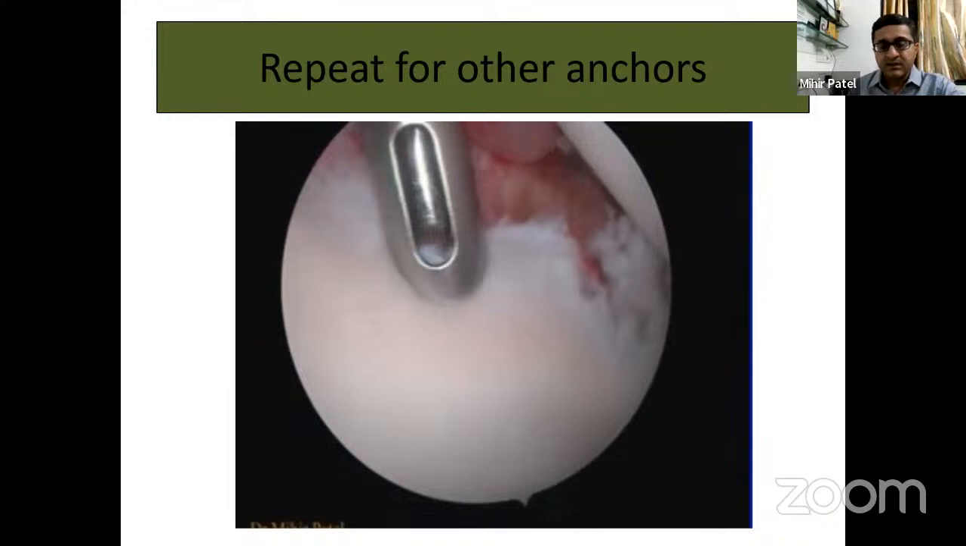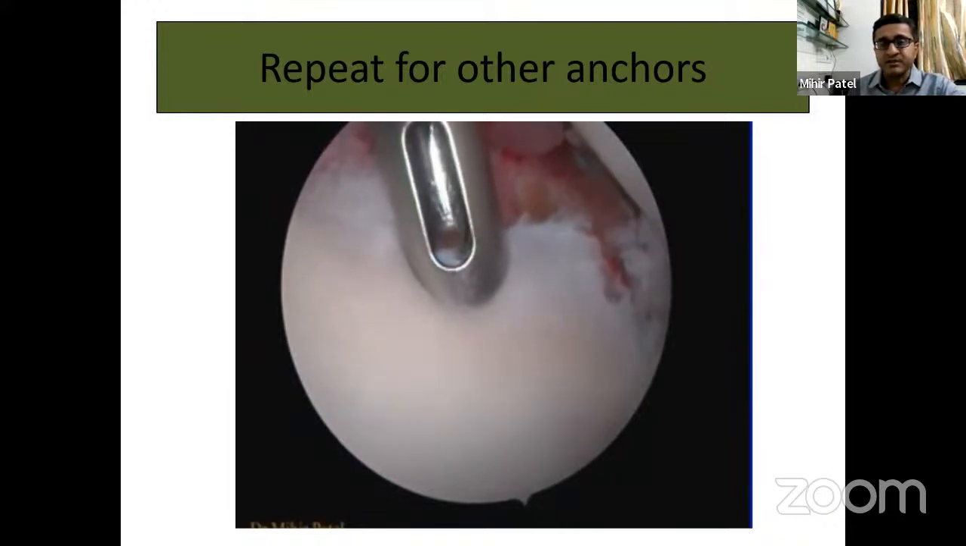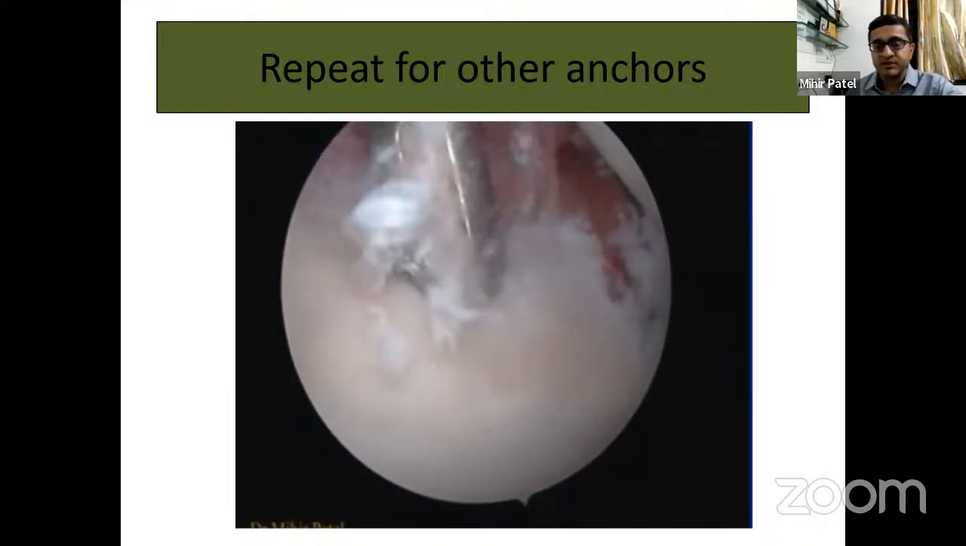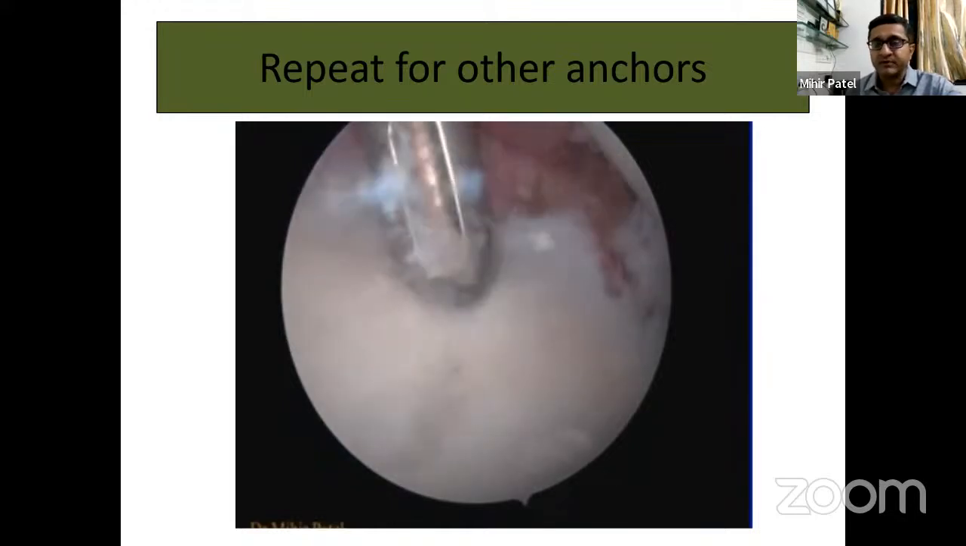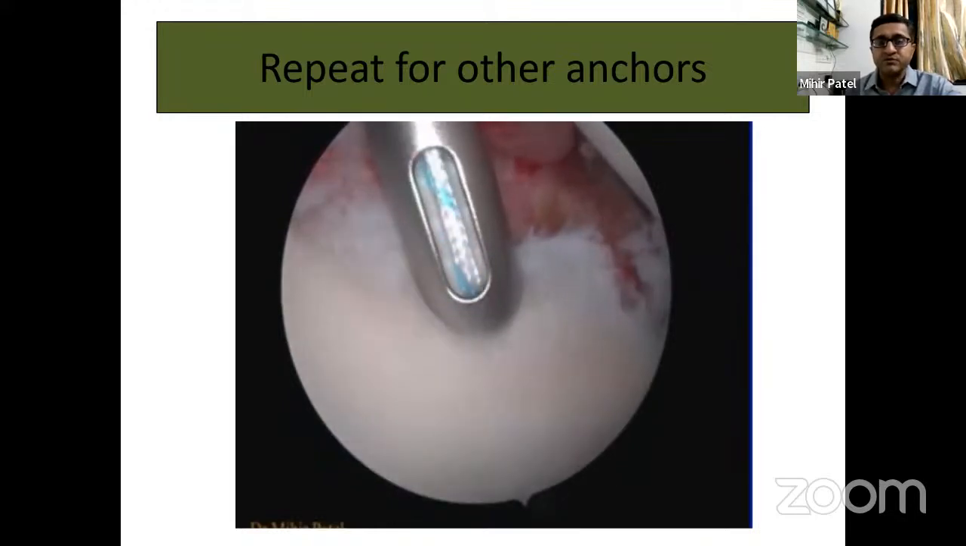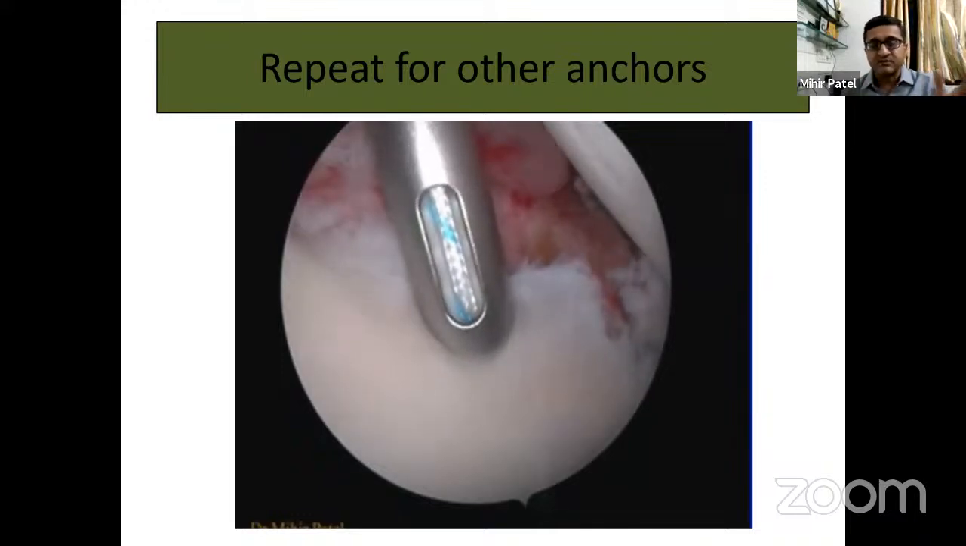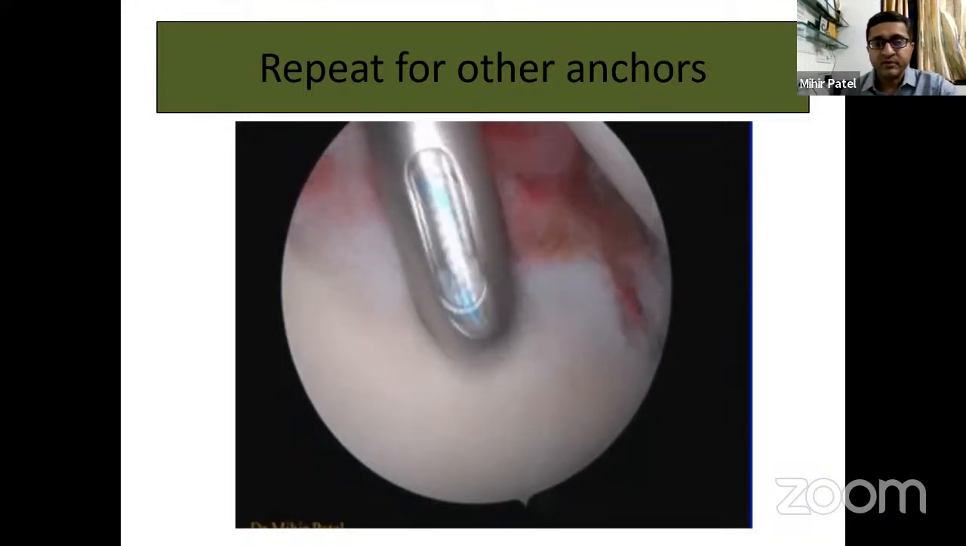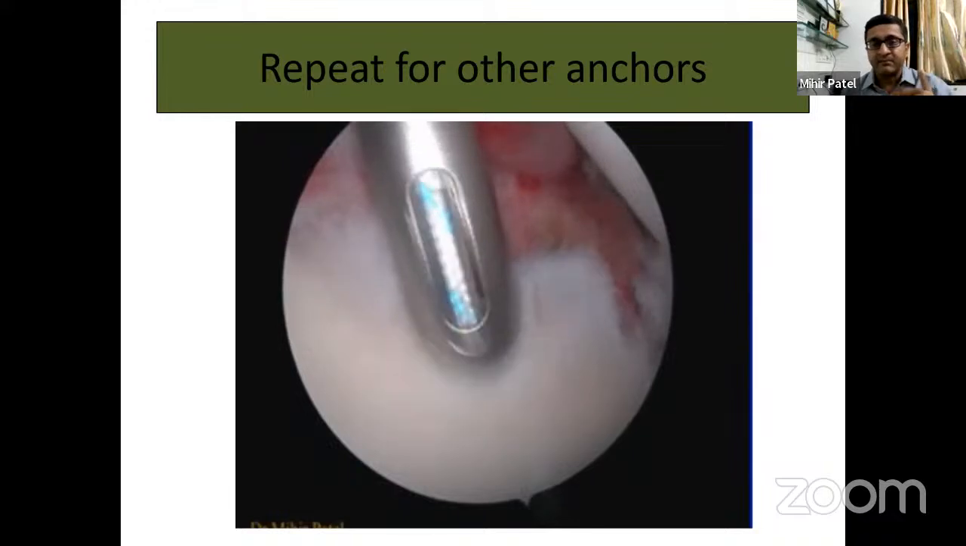We repeat the same procedure. We put our anchor at about 5 o'clock position. The next anchor will be at about 4:30 position, and the third anchor would be at around 3 o'clock position. The number of anchors you will decide will depend upon the size of the labrum that is torn, so that effectively you're repairing the entire labrum back to the glenoid.